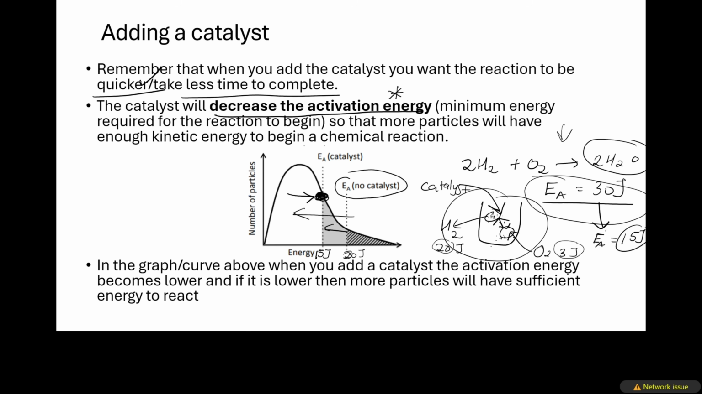So in the graph or the curve above, when you add a catalyst, the activation energy will become lower, and if it is lower, then more particles will have sufficient kinetic energy so that they can react, or collide effectively. And when they collide effectively, boom, we have a higher reaction rate.